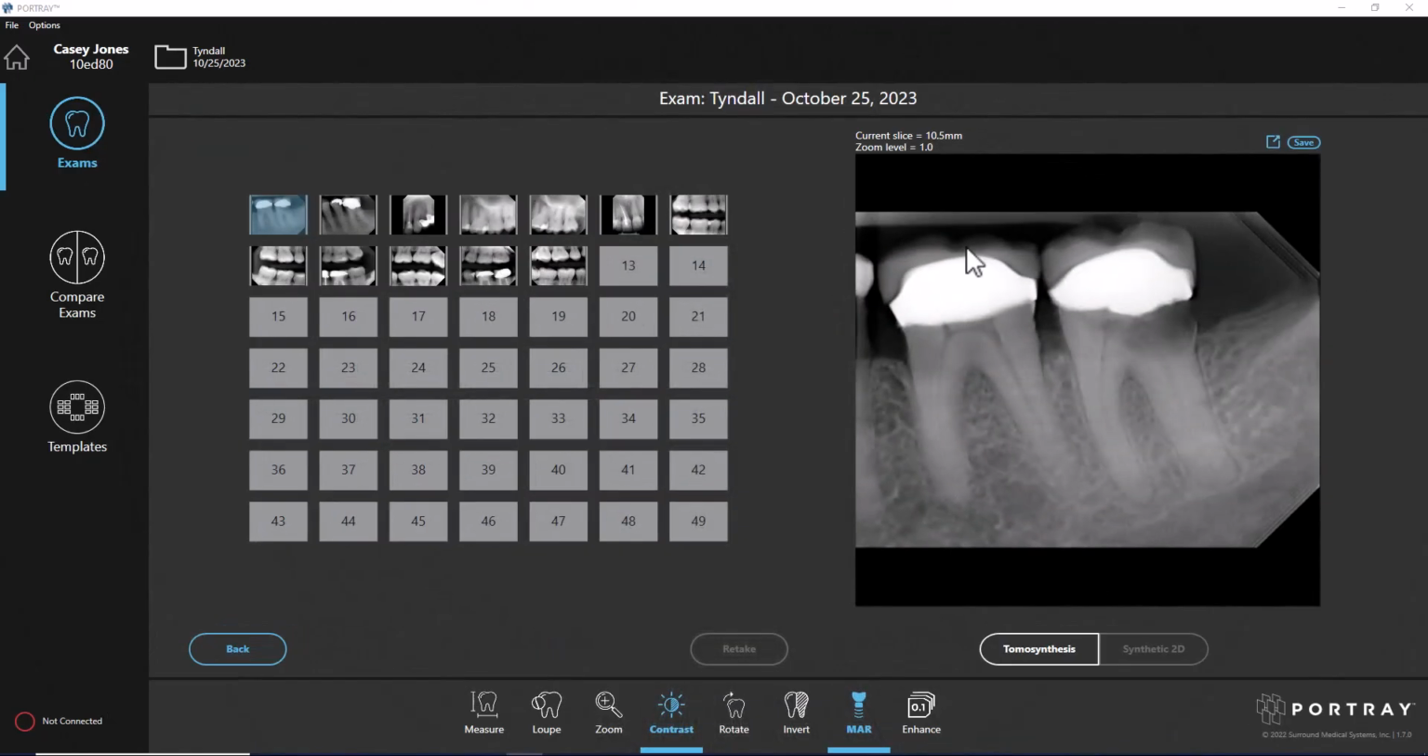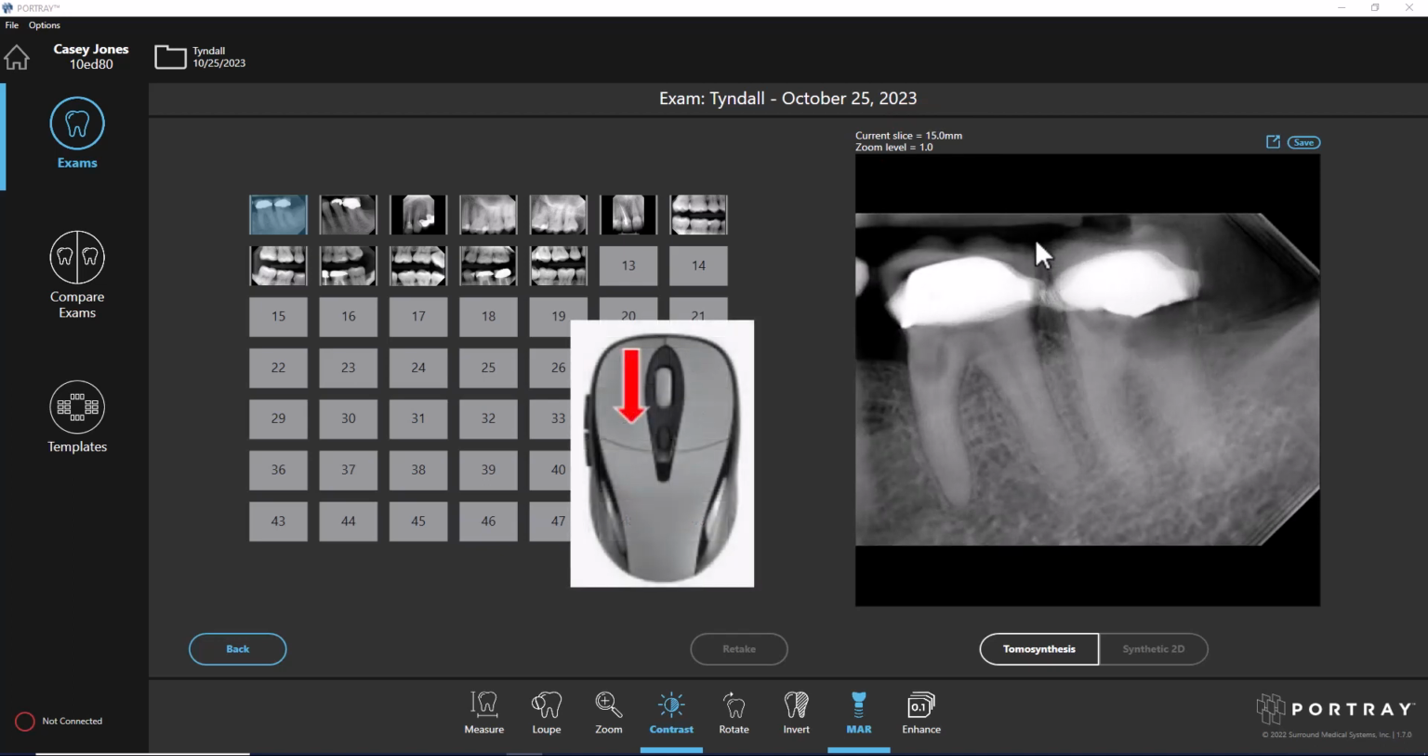Let's have a little orientation session here about how we go through a tomosynthetic image from front to back or back to front, lingual to facial, facial to lingual. Just a reminder that this 10.5 millimeters, what you see here, is in relation to distance to the detector. If we go as facial as we can, we see this is 15 millimeters away from the detector.